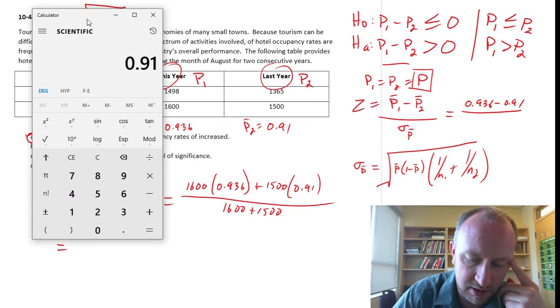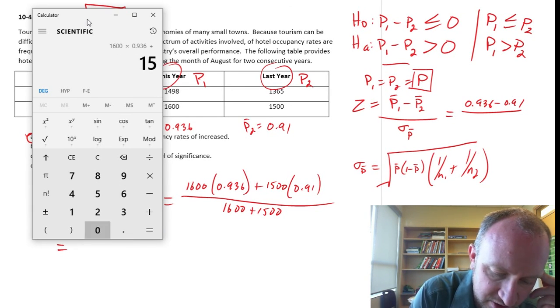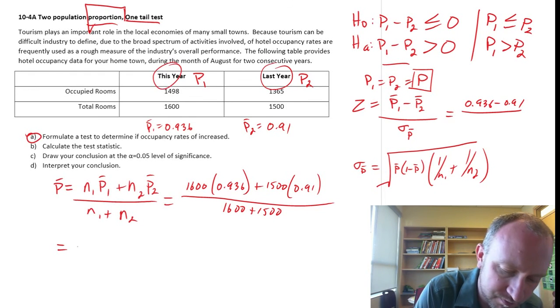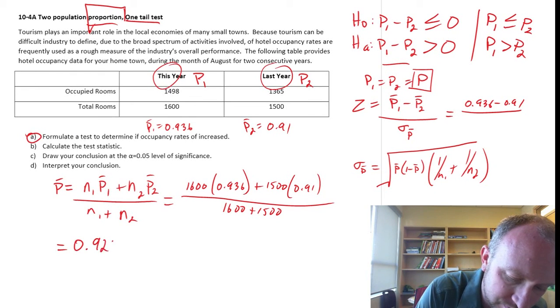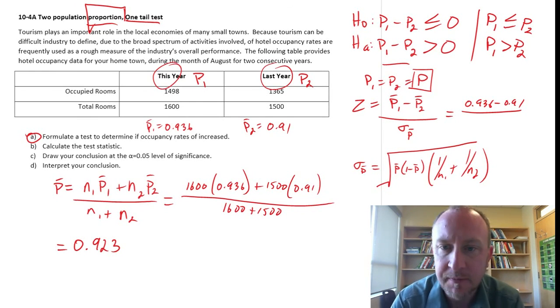So 1600 times 0.936 plus 1500 times 0.91 divided by 1600 plus 1500 equals 0.923. Okay, so there's our pooled estimator for the population proportion.